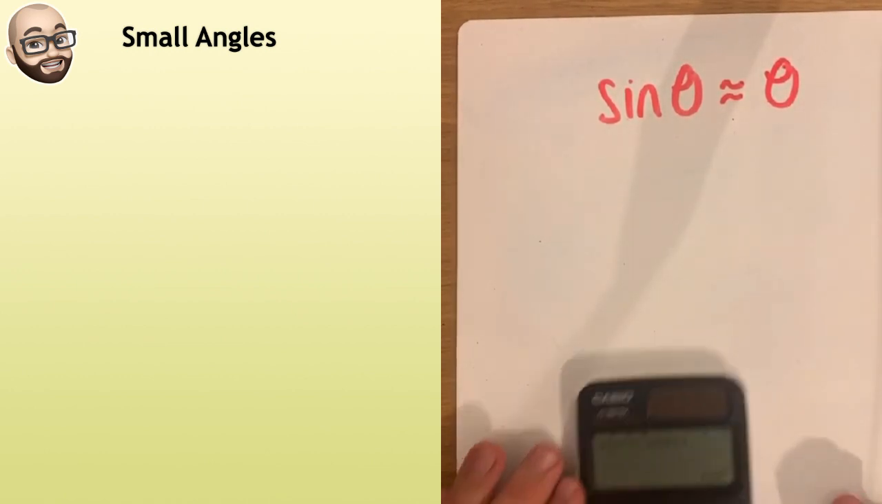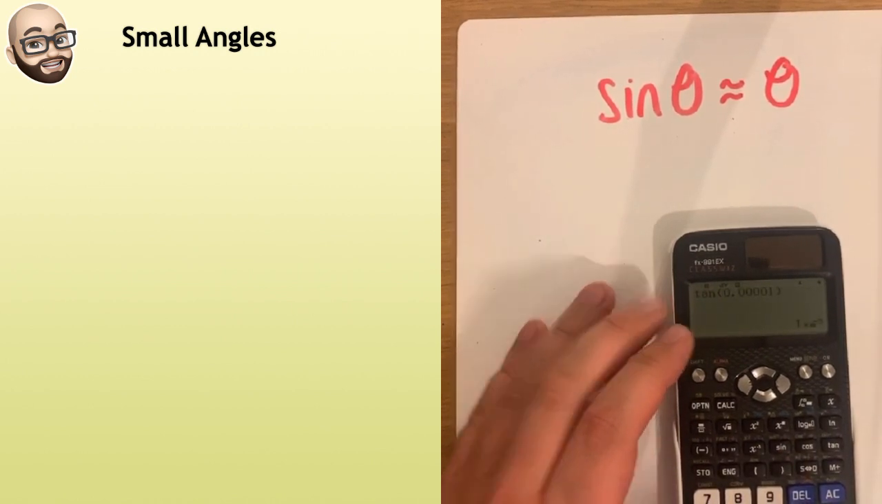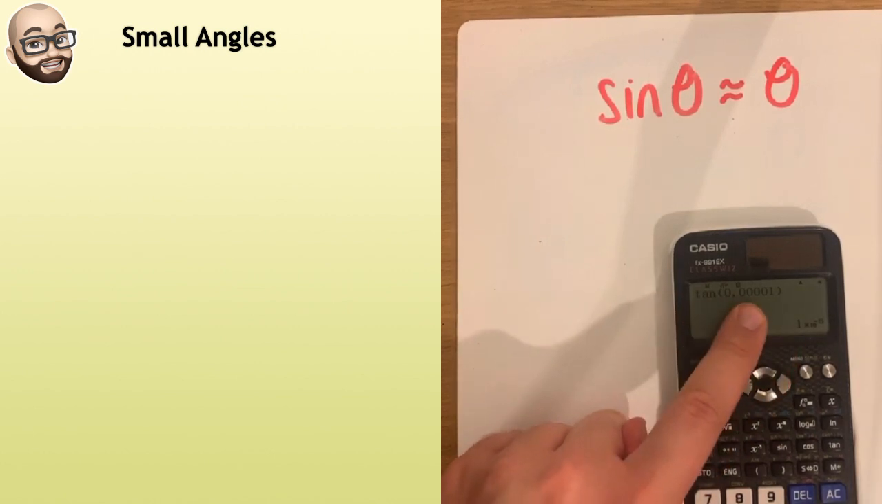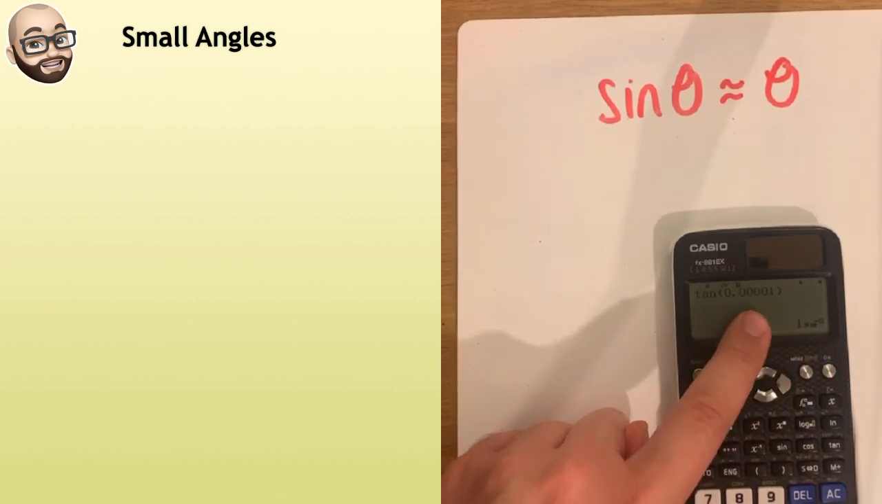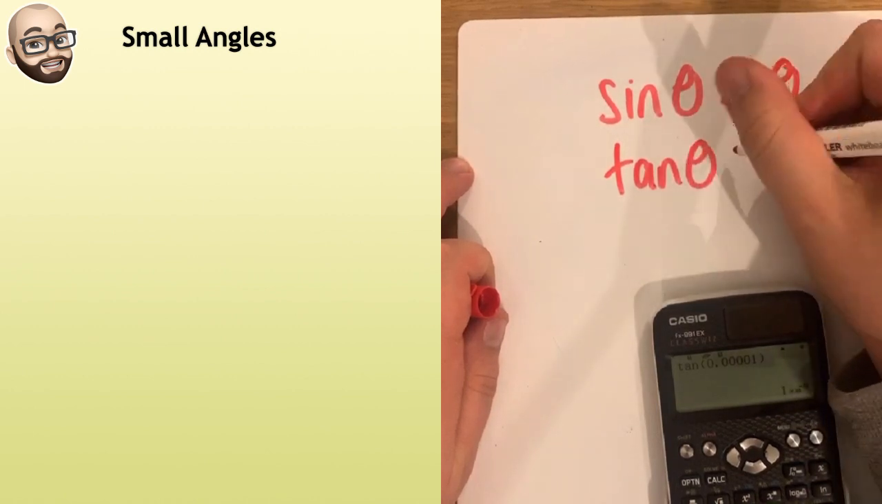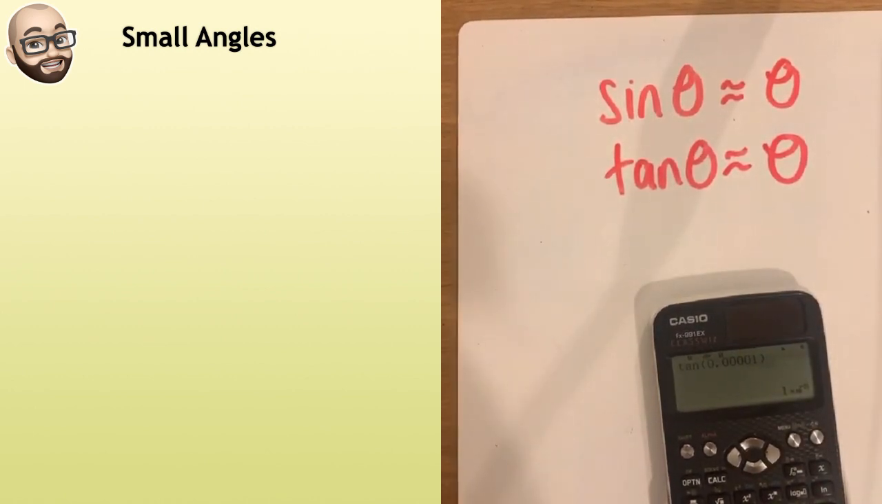If we did it for tan, we could do the same idea. I know it's 5 decimal places now. Oh, look at that, it's the same idea again. So we've put in tan of an angle, and the calculator says it's just the same as the angle that you've put in. So the tan small angle approximation is also just the same as the previous one.